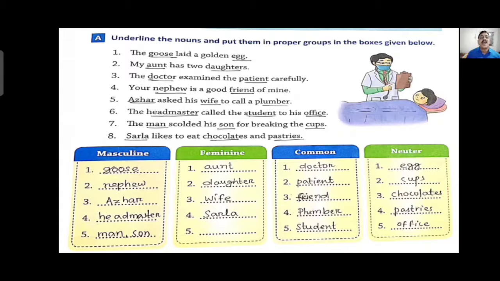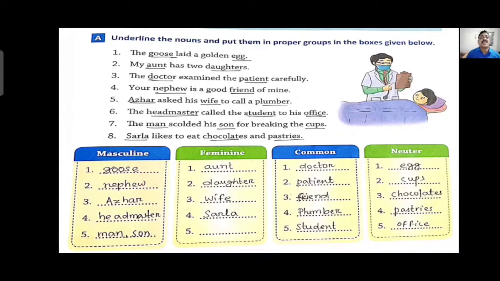Second one, my aunt has 2 daughters. Aunt is a female and daughter is also a female girl. So both of them, aunt and daughter, are written in feminine column. You can see feminine gender, aunt and daughter.